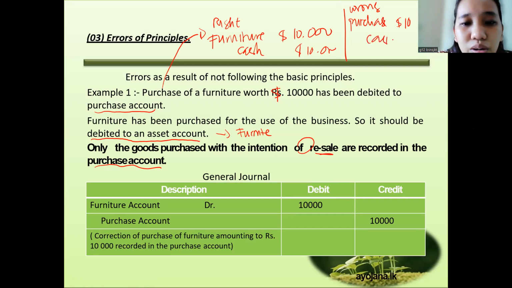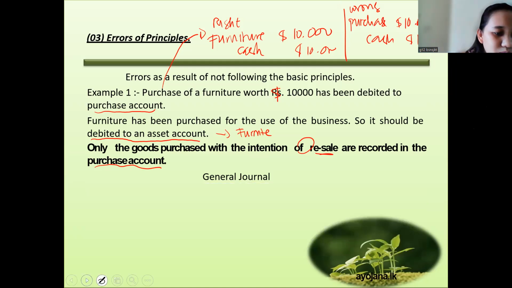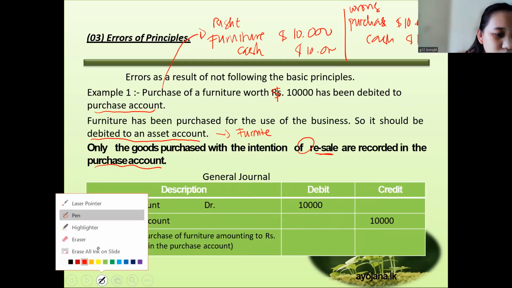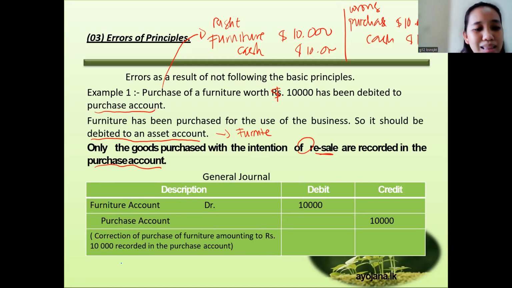And then cash on the credit side, 10,000. They put the same number, but it's wrong. So how do we correct this one? Remember, see this one? We need to make this furniture account, that's why we put it on the debit side. We need to delete this purchase on the debit side, so we put it on the credit side. So this is the correction of a purchase of furniture of $10,000 recorded in the purchase account.